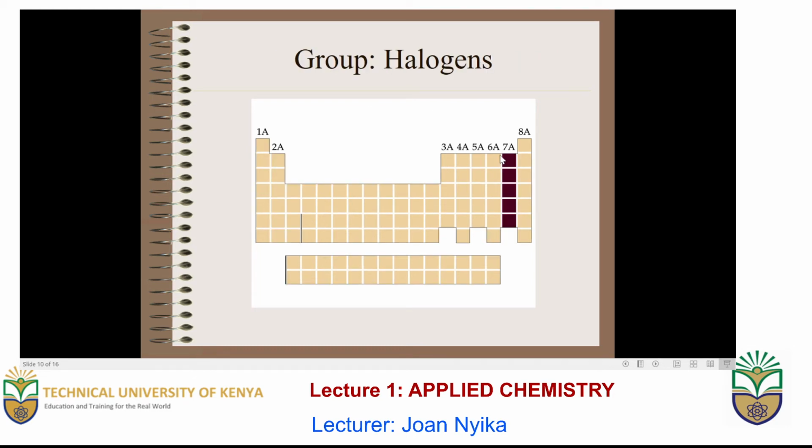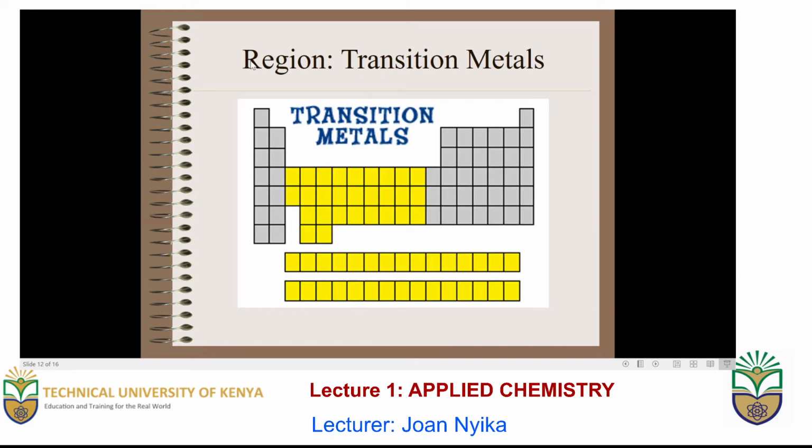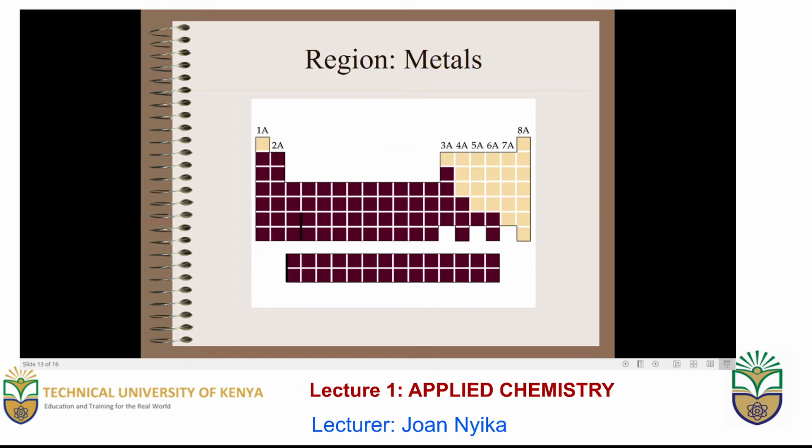Then we have got group 7, which we refer to as the halogens, and group 8, which we refer to as the noble gases. The region between group 1 and group 2, all the way up to this region, what is labeled in yellow, are what we call the transition metals.